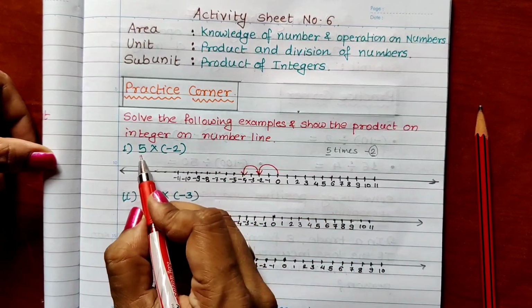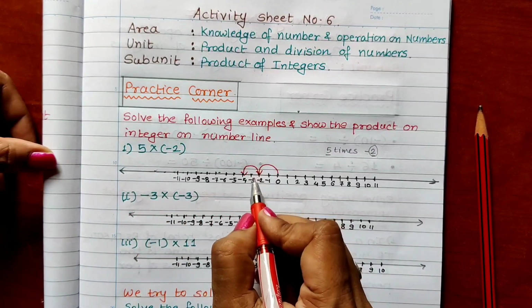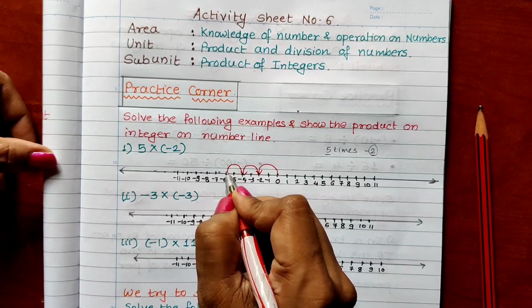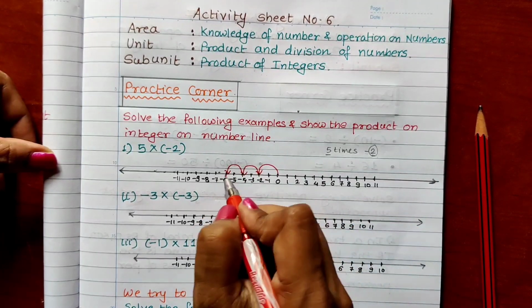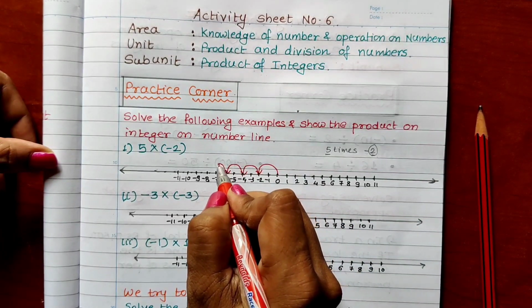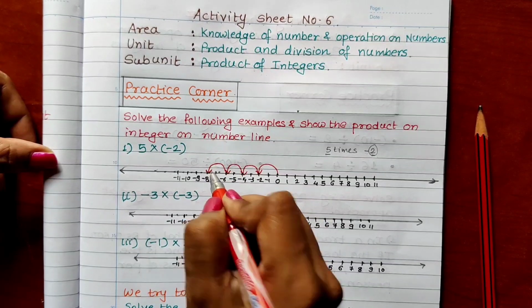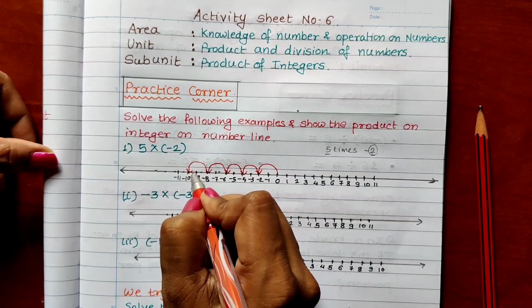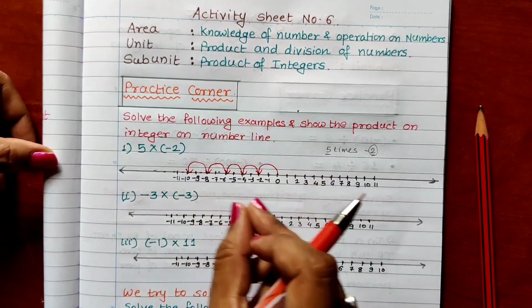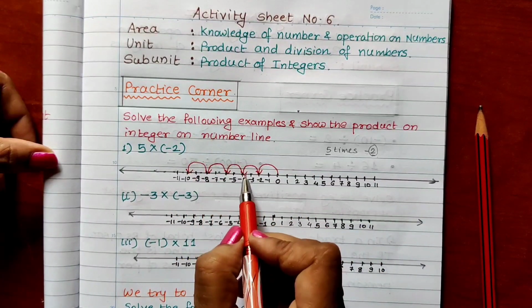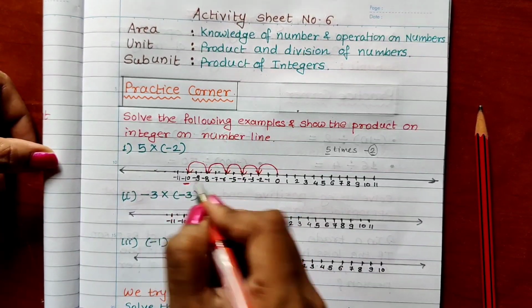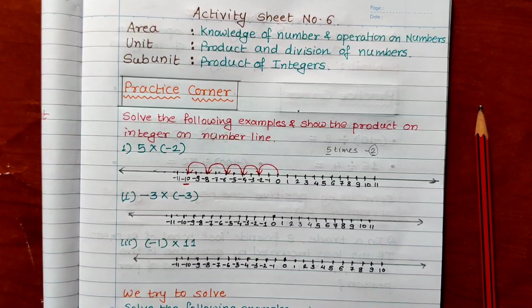So how many jumps we have to take? 5 jumps. So one jump we have taken, second, again third jump of 2 units, it will reach at minus 6. Fourth jump of 2 units, it will reach at minus 8, and fifth jump of 2 units, it will reach at minus 10. In this way 2 units jumps we have taken. How many jumps? 5 jumps. And where do we reach? We reach at minus 10. So answer is minus 10.